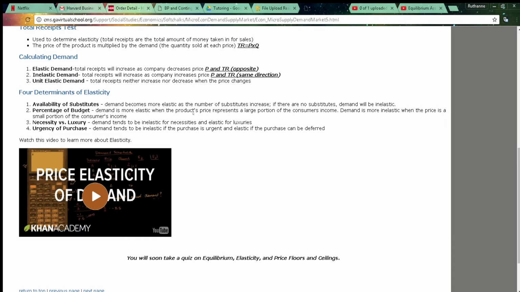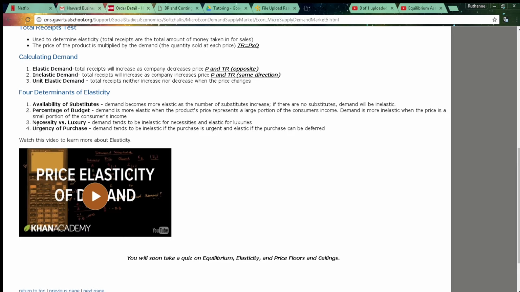If the product is a small portion of the consumer's income, then the demand is going to be more inelastic, meaning I don't really spend that much of my money on it to begin with, so a change in the price I'm not really going to notice in the overall scheme of things.